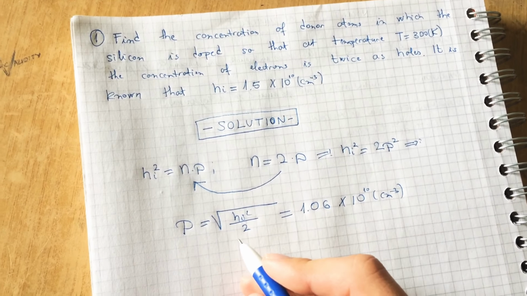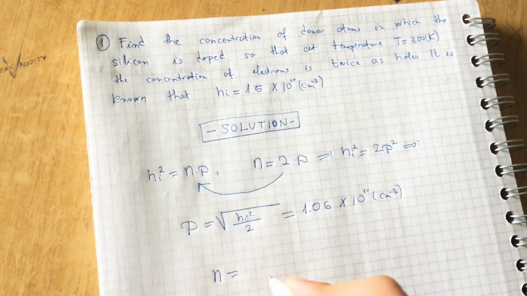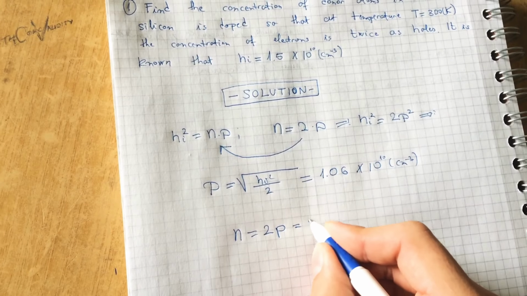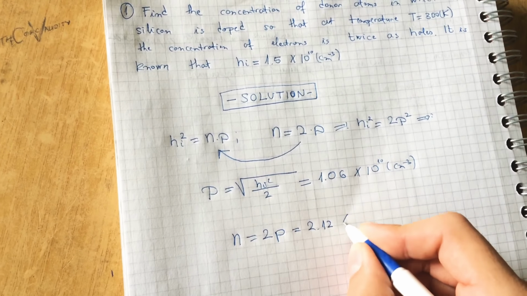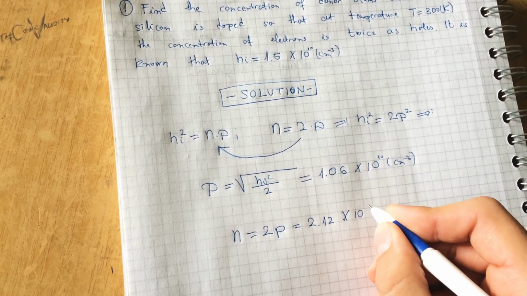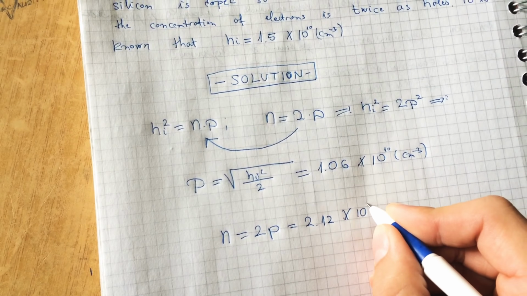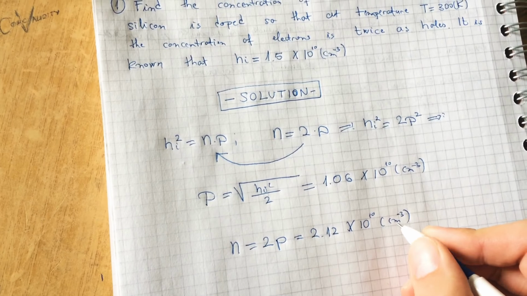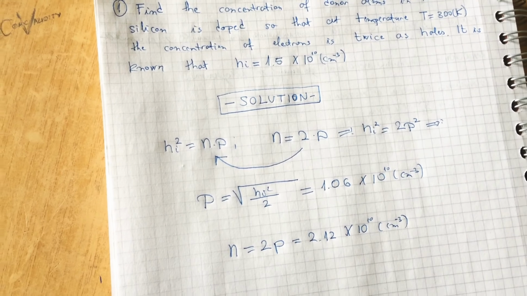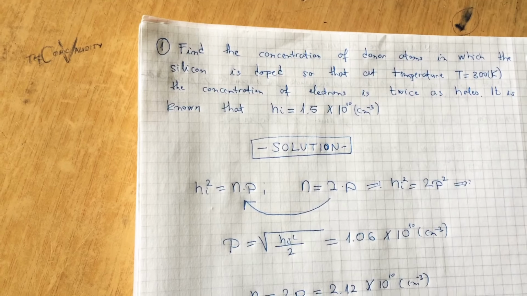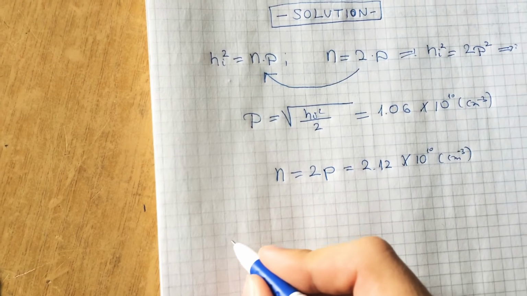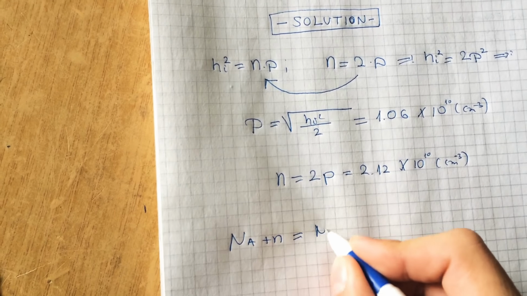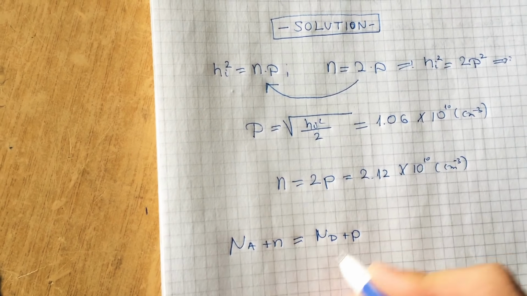And in the moment we find the value of P, we can find N as 2 times P, and we get 2.12 times 10 to the power of 10 per centimeter cube. We know the values of N and P. We only need the value of donor atoms. We can find that using the formula Na plus N equals Nd plus P.